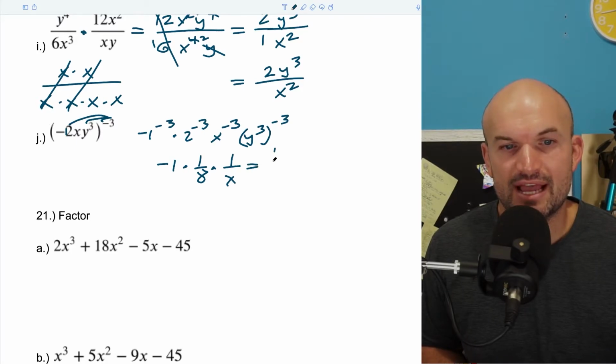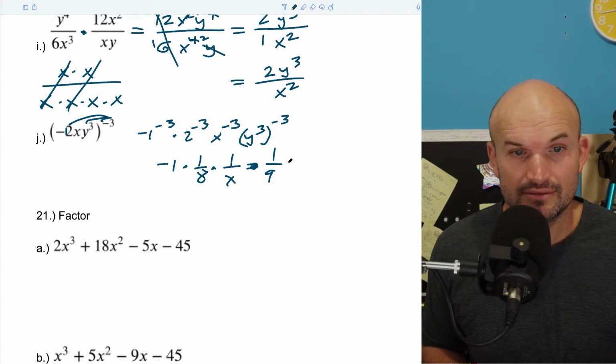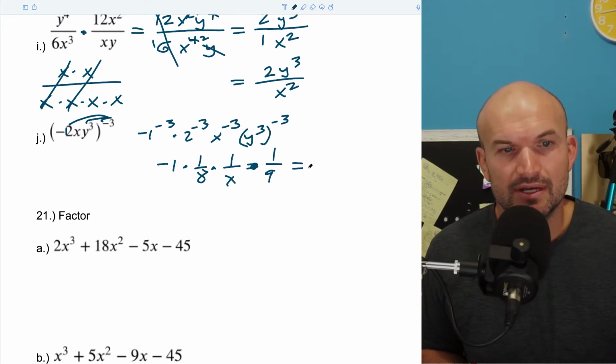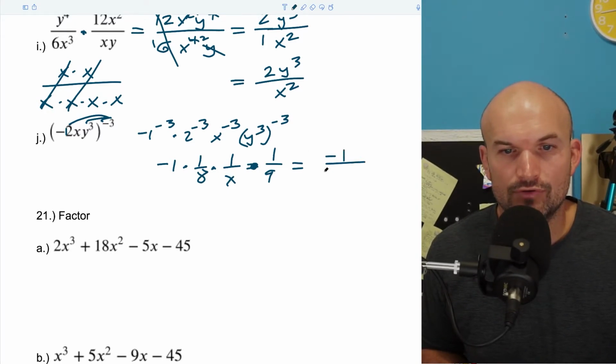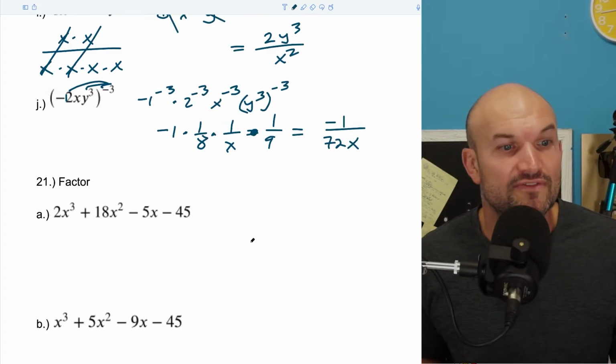And here is going to be times 1 over 9. So therefore, my final answer is 9 times 8 is going to be 72. So therefore, this is going to be -1 over 72x. Okay, so now let's get into factoring some polynomials.